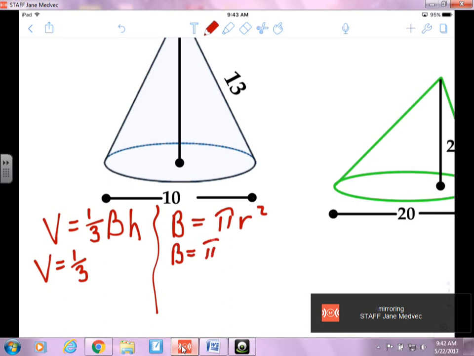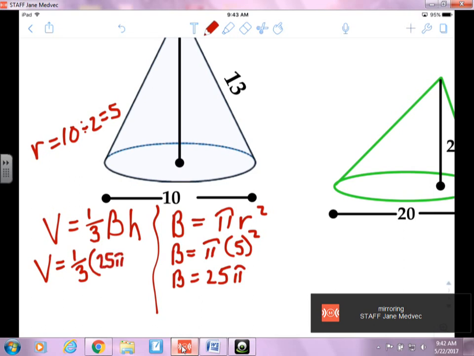I'm going to leave it in terms of pi. My radius, well, notice that the diameter is 10, so I'm going to find my radius. I'm going to take 10 and divide it by 2. So I end up with 5. So this is 5 squared. Big B then is 25 pi. Notice how I'm using parentheses too. You don't want to do 1/3 and the 25 right next to it. You should put some kind of parenthesis in there.